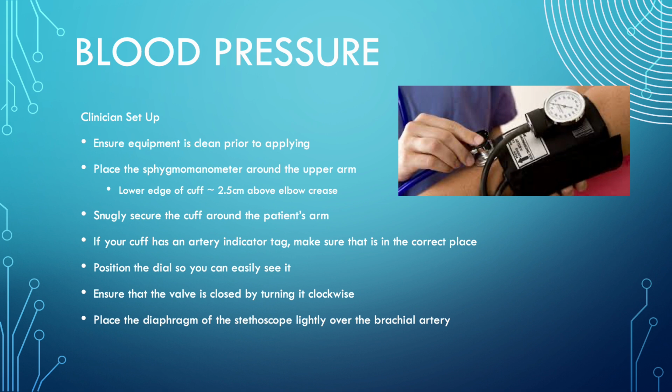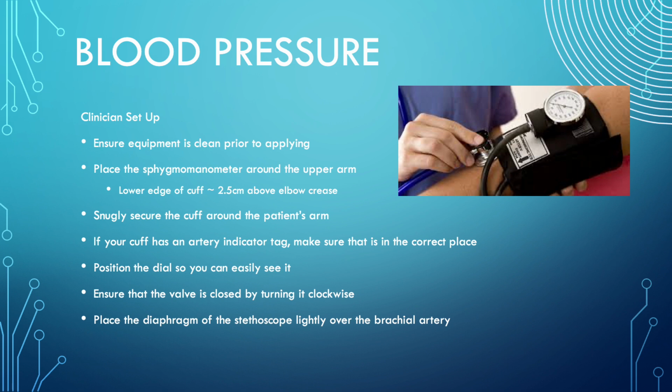In terms of clinician setup, there are some things that we want to be aware of. We want to make sure that the equipment is clean prior to applying it to our patient. We want to place the sphygmomanometer or the cuff around the upper arm. The lower edge of the cuff should be approximately 2.5 centimeters above the elbow crease. A lot of the cuffs have an artery indicator tag. You want to make sure that that is over the brachial artery.